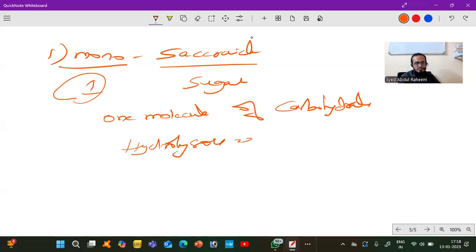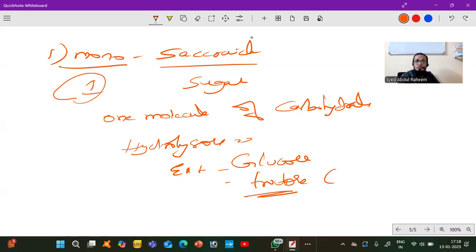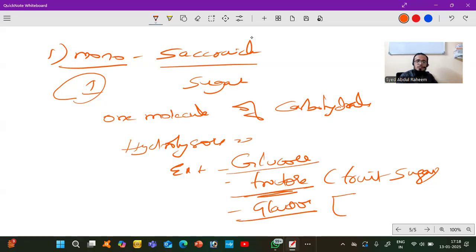What are the examples? Three examples. Glucose is a monosaccharide, and fructose is a monosaccharide. Fructose is also known as fruit sugar, so whatever fruit we are eating, that is fructose. Next is galactose. Galactose is present in milk, so we call it milk sugar.